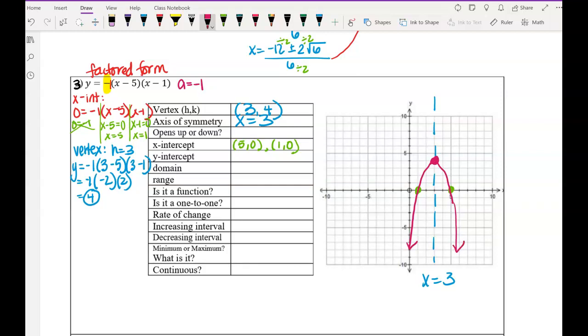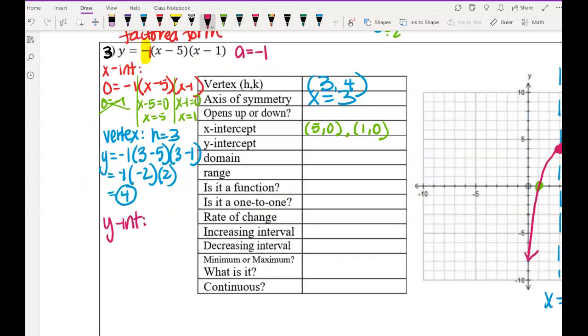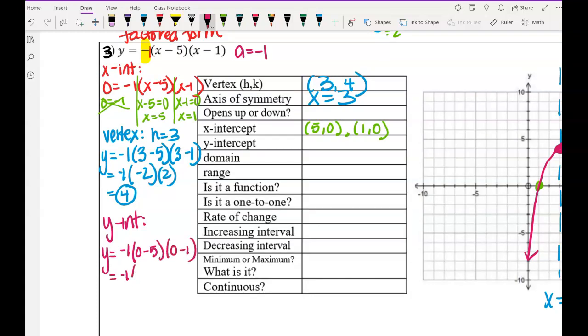Y-intercept, we don't know. We have to do some work. So y-intercept is when x equals 0. So let's do that. Y equals negative 1 times 0 minus 5 times 0 minus 1. Negative 1 times negative 5 times negative 1. So that's going to be a 5 times negative 1, which is negative 5. So y-intercept is going to be 0, negative 5.